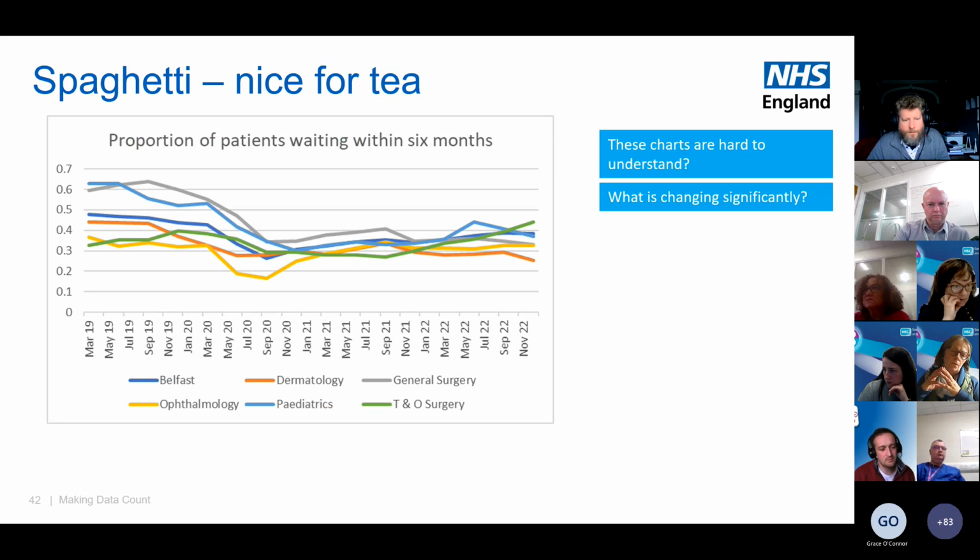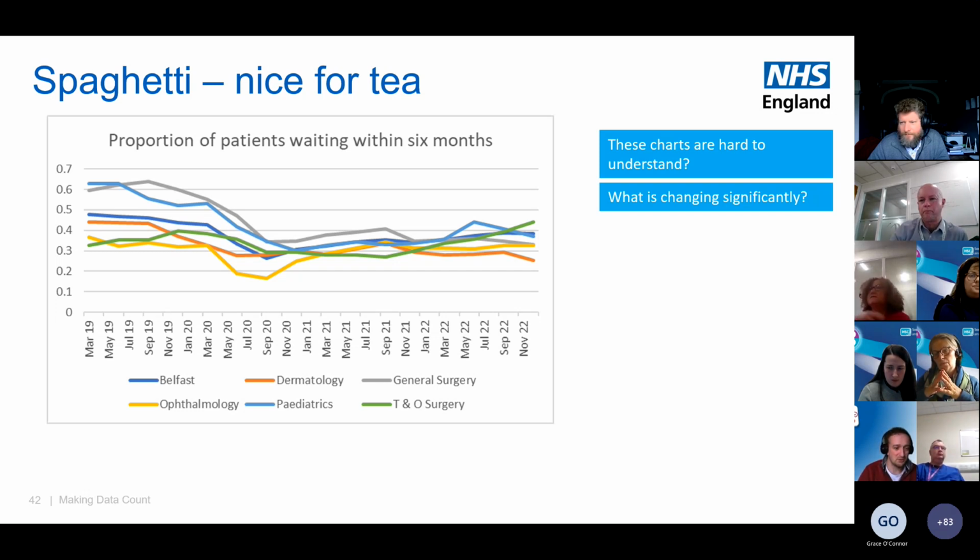Well, some people will say, let's put it all on one chart so we can compare the data. We call this spaghetti. I'm not going to make the joke, but we've got the 5 specialties and Belfast all on one chart. But is this helpful? They're hard to understand. Is anything changing significantly? The colours are very confusing. Have we got any special cause improvement, or are they all in common cause? And it's very difficult for me to interpret that chart.